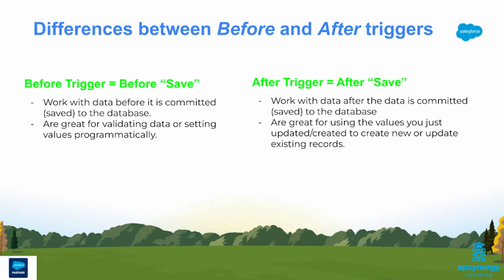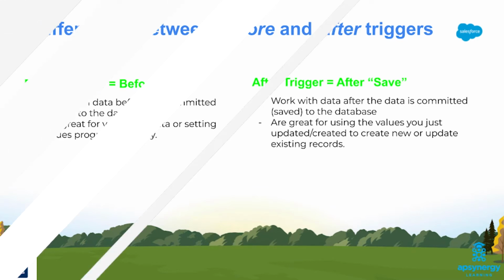The main difference between before and after triggers is that all the code written in the before triggers executes before DML is committed to the Salesforce database. Code written in after triggers executes after the commit is made. Before being stored in the database, before triggers are used to change or validate record values programmatically. After triggers are used to retrieve system-defined field values such as record IDs or last modified date fields, as well as to make modifications to other records. After triggers are great for using the values you just created to create new or update existing records.